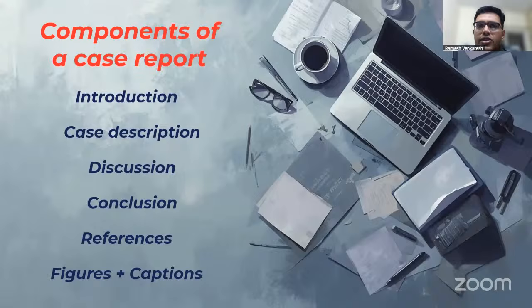There are different components of a case report. If you look at a case report from any of the journals, you will realize that there are 6 components present. The first is the introduction. Then there is a case description or the case presentation, then the discussion, then the conclusion, and then the references which you have cited in your paper. You end the paper with figures and captions to those figures. These are the most important components of a case report.